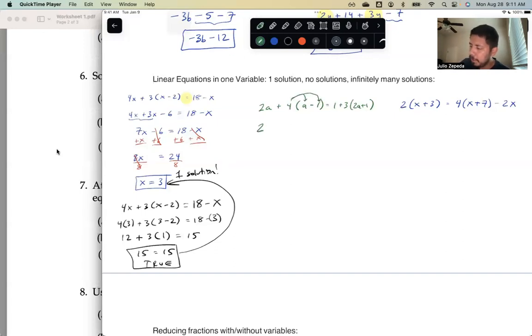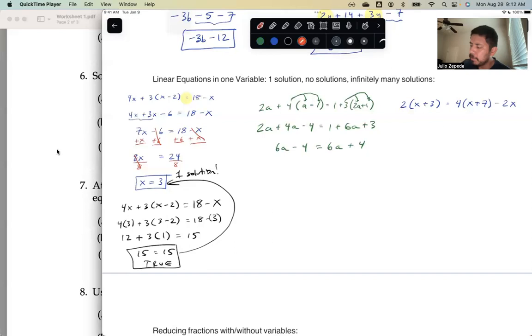2a plus 4a minus 4. So we just distributed there. I'll distribute on this side as well. 1 plus 6a plus 3. If I combine like terms, I get 6a minus 4 equals 6a plus 4. And so again, I've simplified each expression on each side.